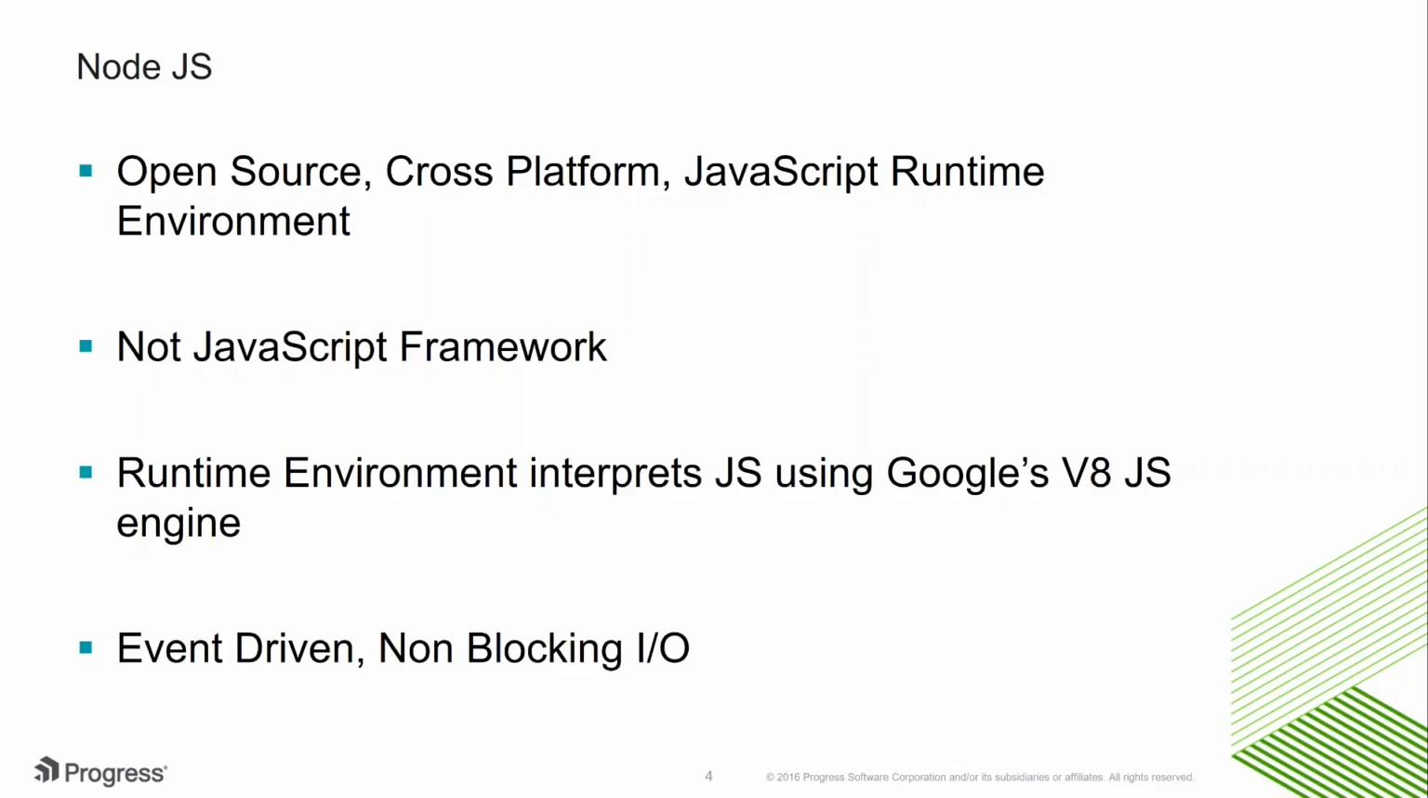So this, in a nutshell, is what Node.js is all about, right? Open source, cross-platform, JavaScript runtime environment. That is all you need to know. If somebody asks you, hey, what is Node.js? Well, it's an open source, cross-platform, JavaScript runtime environment. Why am I saying it's cross-platform?